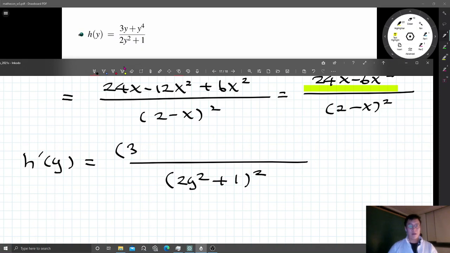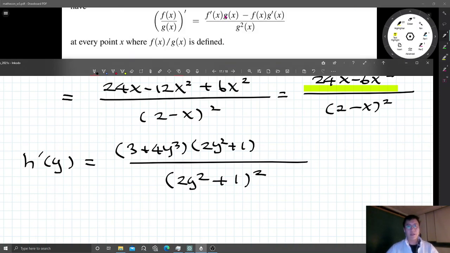3y becomes 3. And y to the power fourth becomes 4y cubed. Okay? And then multiply by the bottom, so 2y squared plus 1. Okay? Now we change the order, right? So according to the quotient rule, the first term is derivative of the top multiplied by the bottom. Now we change the order. So we leave the top alone and multiply by the derivative of the bottom.